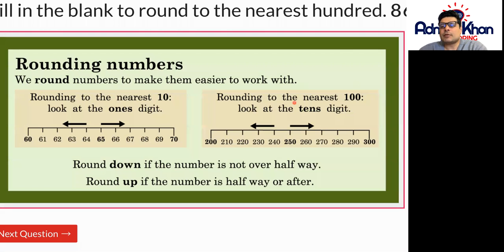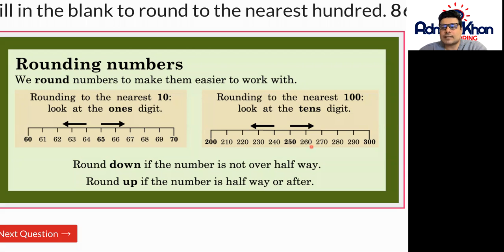So rounding to the nearest 100, look at the tens digit. So here we've got 200 and we've got 300. So the number that's exactly halfway between 200 and 300 is 250. Now, if you were to round 250 to the nearest 100, we will round it up all the way to 300. Any of these numbers will always round up to 300.